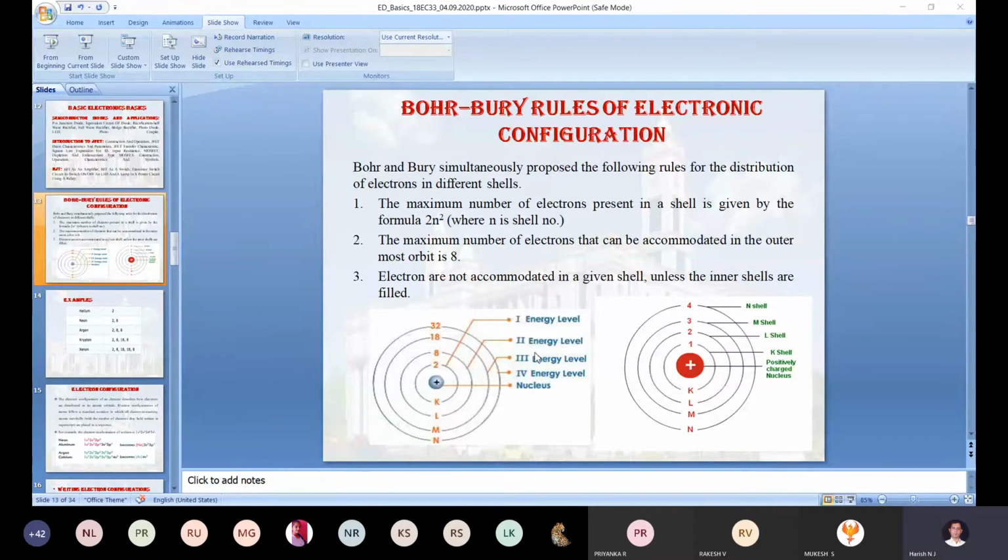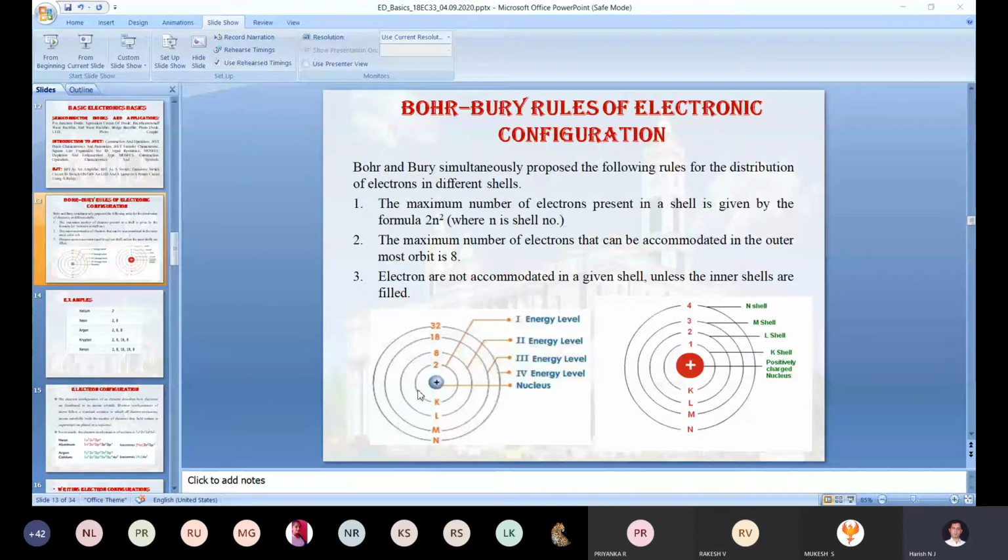First energy level, second energy level, third energy level, fourth energy level. Out of these four energy levels, which energy level consists of very high energy electrons? Sir, first one, sir. First orbit. First and fourth orbit. Okay, I will give the clarity here.